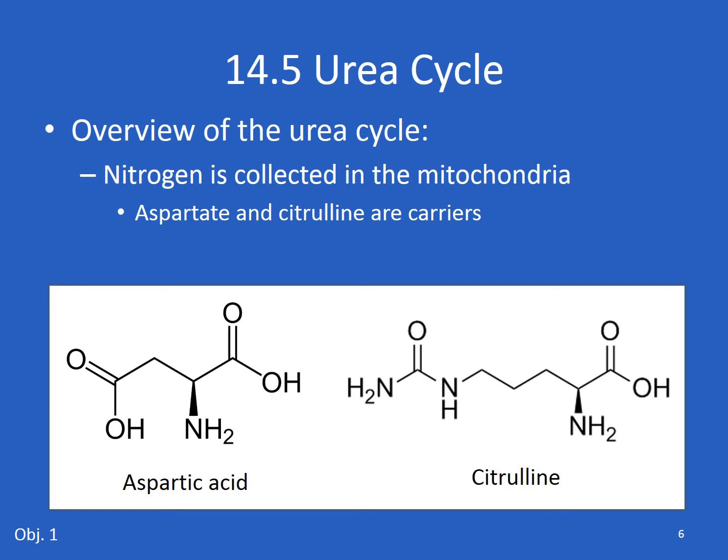So let's talk about what happens to excess nitrogen within the body. So nitrogen is collected within the mitochondria of cells, and the carriers for that are going to be aspartate and citrulline. So here on the bottom left, I have aspartic acid. Recall that if we take off the protons, we'll end up with aspartate and citrulline. So you'll notice they each have nitrogen in them, so they need to be nitrogen-containing species in order to transport nitrogen, obviously.